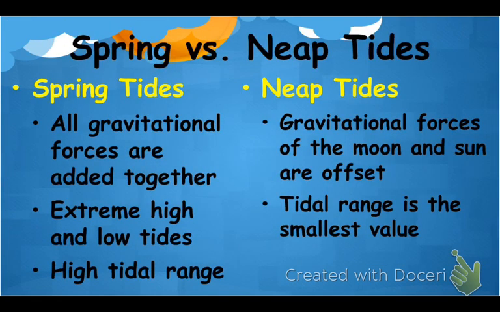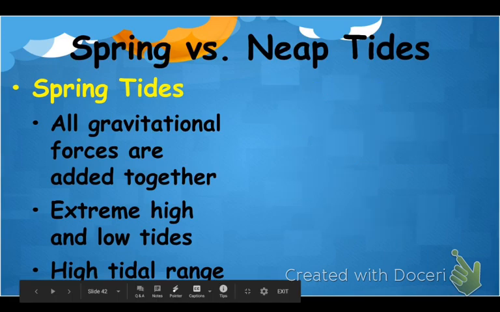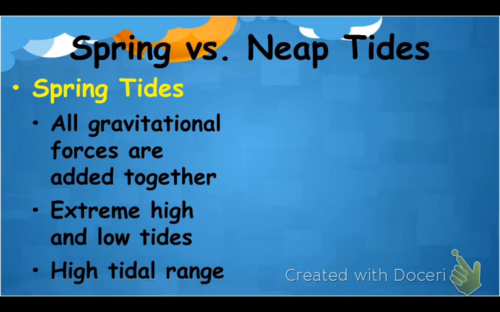So we have 2 types of tides. One is called a spring tide, and the next is called a neap tide. Let's look at your spring tide first. So when you have a spring tide, you have the sun in the middle. There's the sun. And then you have the earth that is moving around the sun.